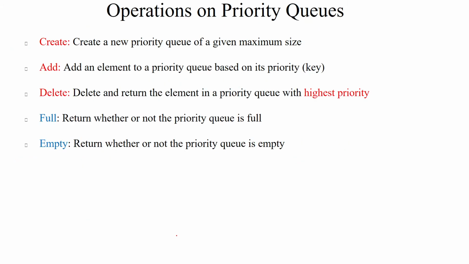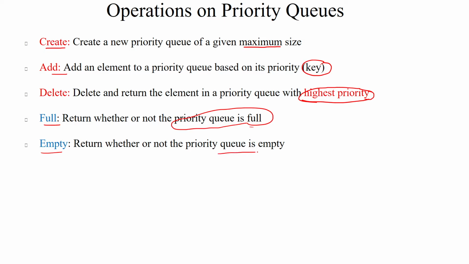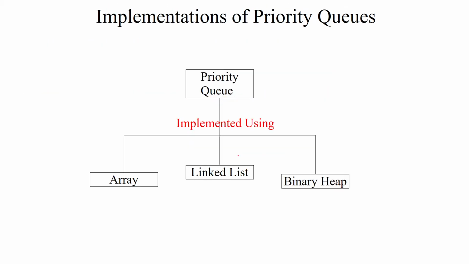high priority. The operations are creating the priority queue with the maximum size of the queue, adding the elements into the priority queue based upon the priority key, and deleting the element based upon the highest priority. So the highest priority value will be deleted first from the priority queue. Then as usual, full and empty methods are used: full to check whether the given priority queue is full, and empty to check whether the given priority queue is empty.